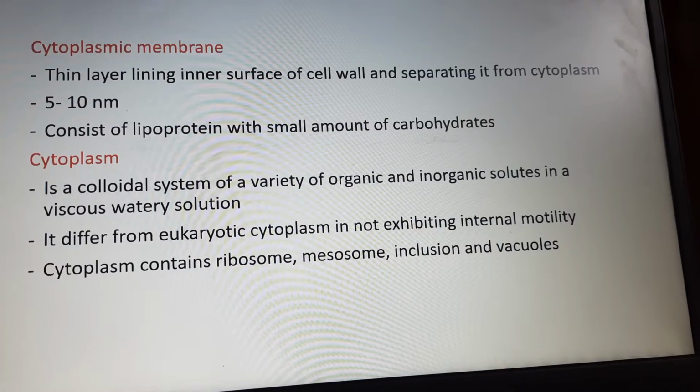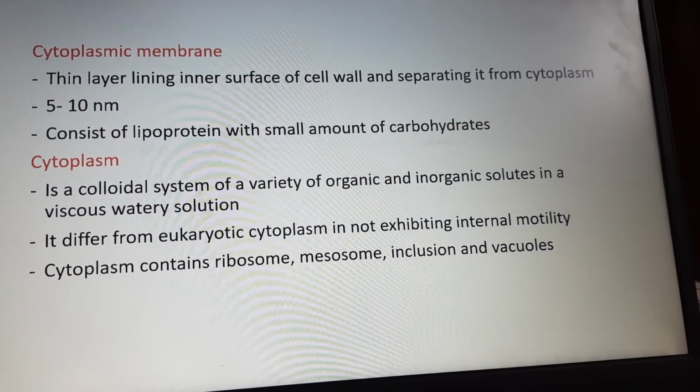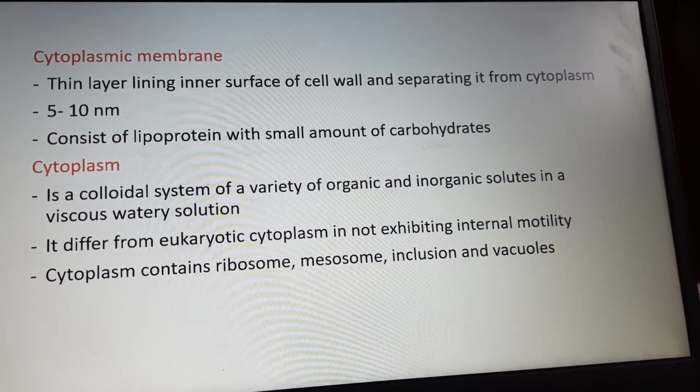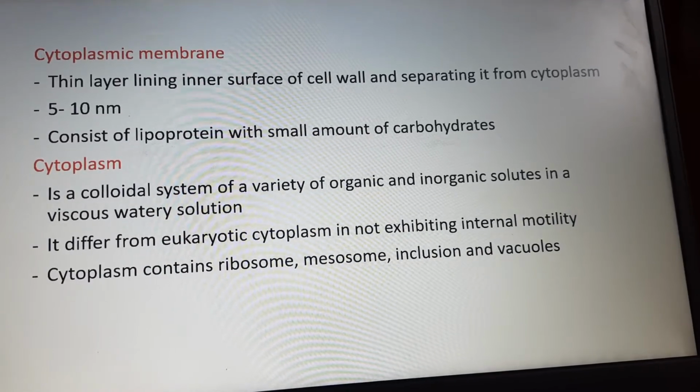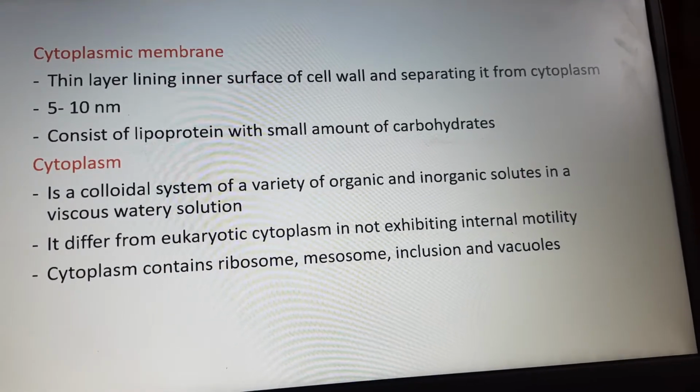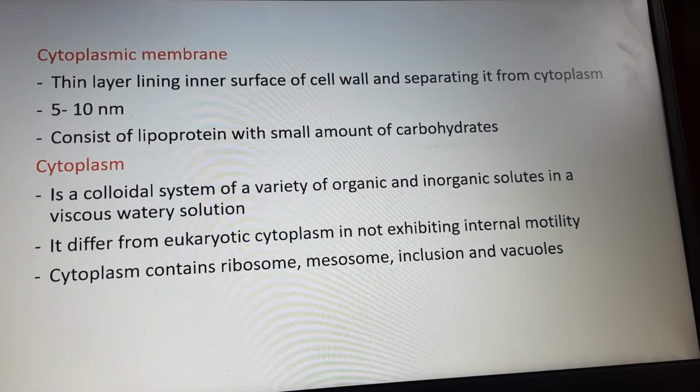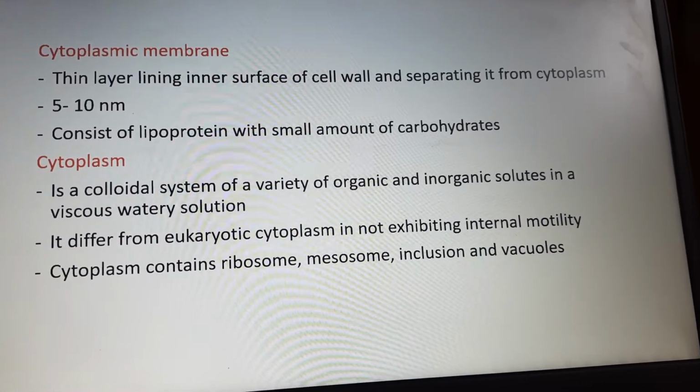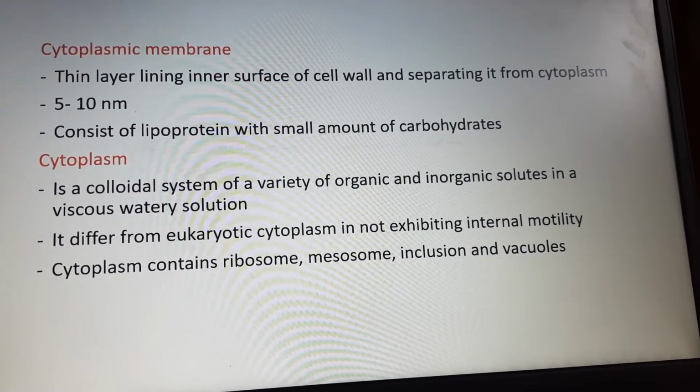Next we will see about the cytoplasmic membrane. It is a thin layer lining the inner surface of the cell wall and separating it from the cytoplasm. It is about 5 to 10 nanometer thick and consists of lipoproteins with a small amount of carbohydrate. Now we will see the structures which are internal to the cell wall.